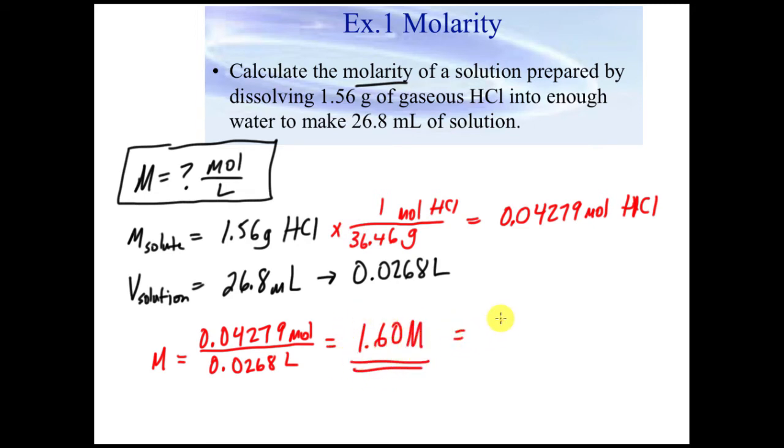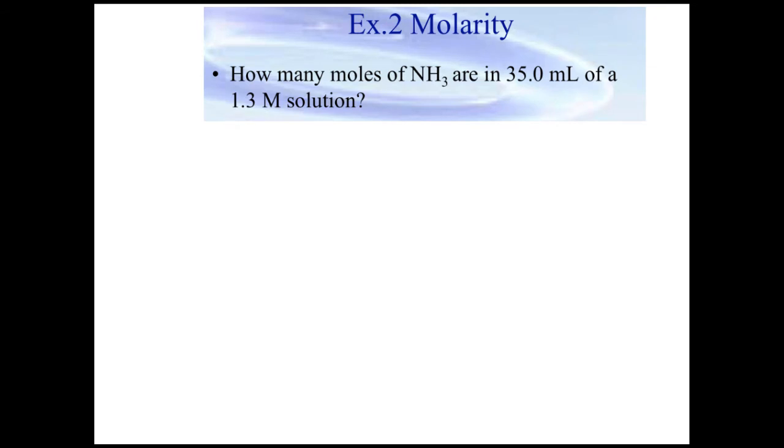Now, if you want to, you can call this 1.60 moles per liter. That's fine too, because that is the same unit for molarity, so either unit is fine. Notice that these do not cancel out, but if you want to write the capital M, you can, or if you want to write moles per liter, that's acceptable as well. Okay? So let's go ahead and take a look at another example.